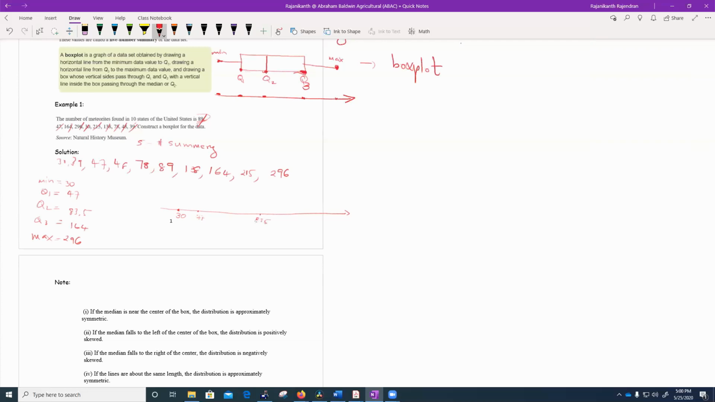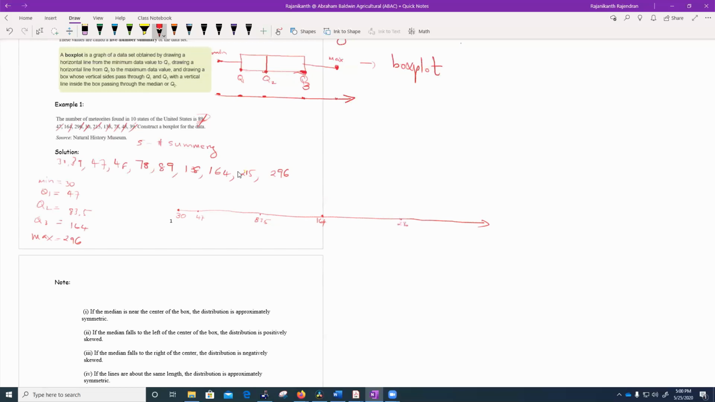I think this space is not going to be enough for me, so let me extend my line. 164 will be somewhere here. And 296 will be somewhere, the gap is around 80, so it will be a little bit higher. It will be somewhere here.